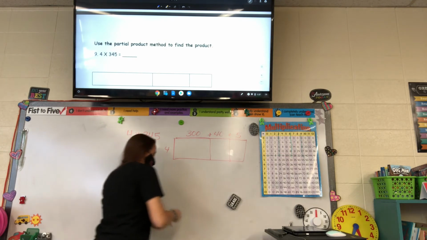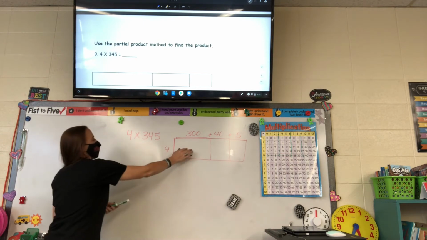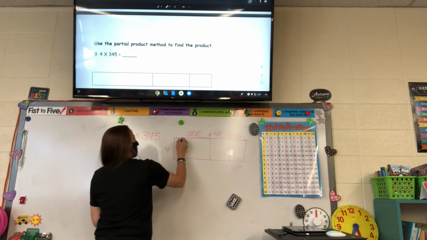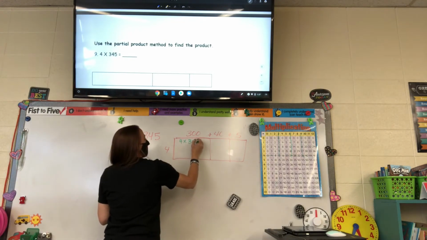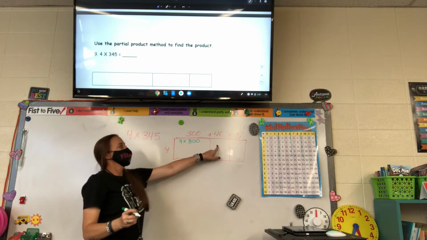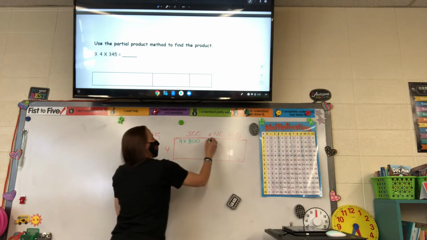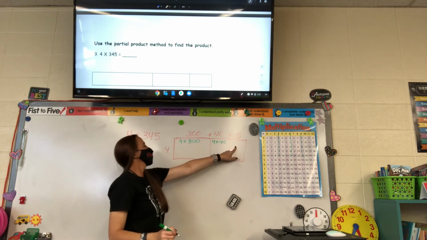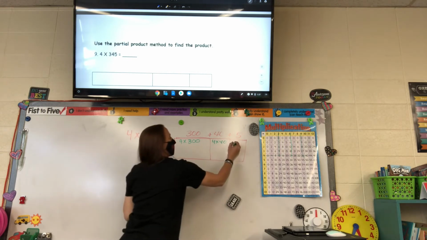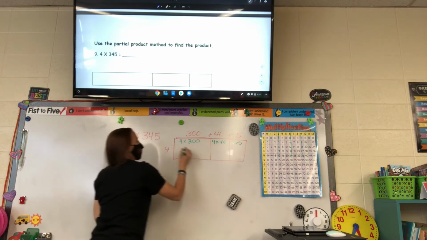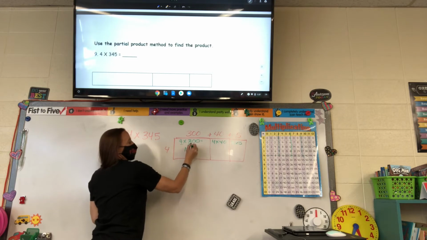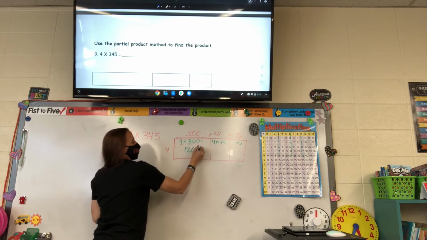Now, Dakota, what do we multiply together to find what's in this box? 4 times 300. And then what about this box, Ella? 4 times 40. Okay, good. And then this box, Cash? 4 times 5. Very good. Okay, now we're going to do those using our basic facts. 4 times 3 is 12. And then we tack on the 2 zeros.